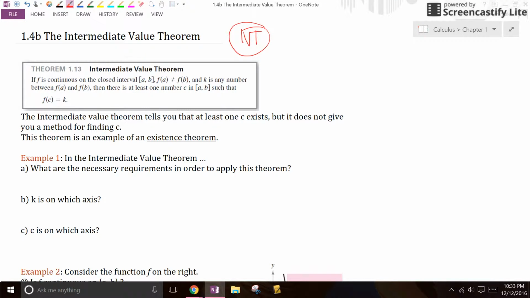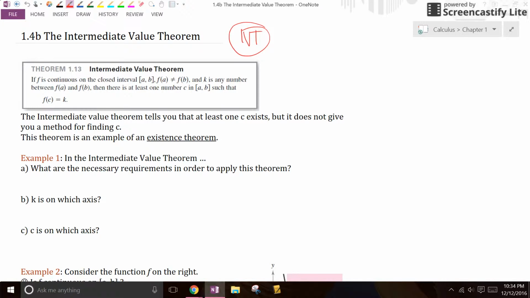Now, here it is. Theorem 1.13, right? If f is continuous on the closed interval a to b, and f of a is not equal to f of b, and k is any number between f(a) and f(b), then there exists at least one number c in the interval a to b such that f of c is equal to k. There you go. That's it. All right? Done. All right, maybe we need to talk about it a little more.